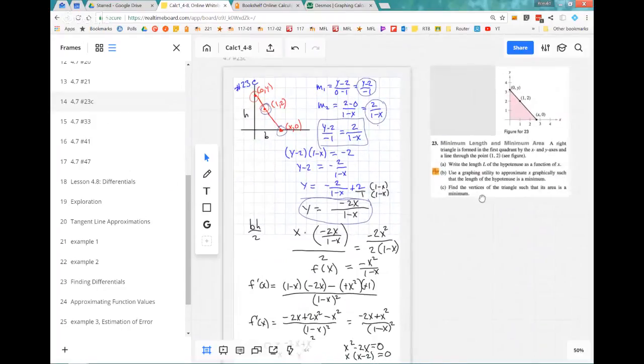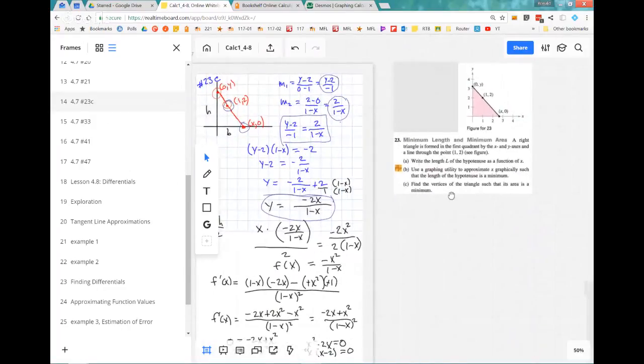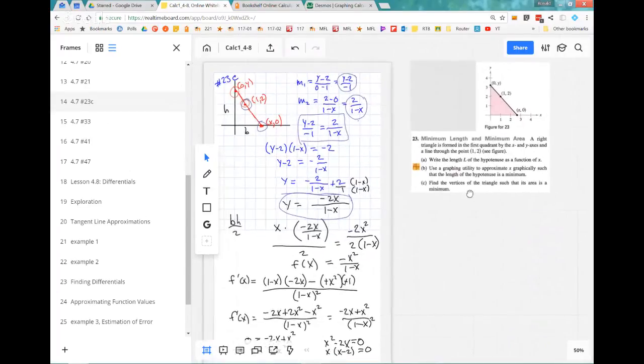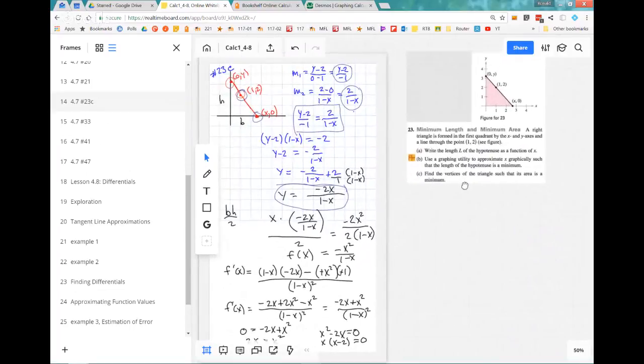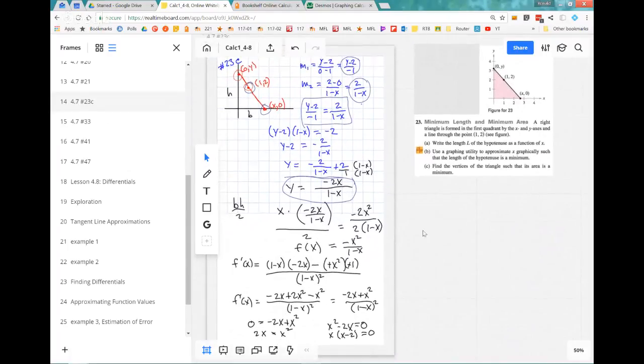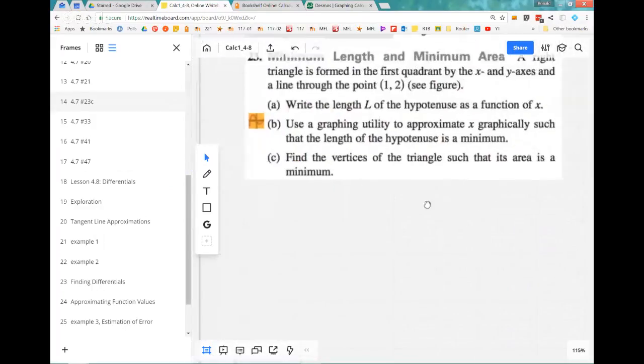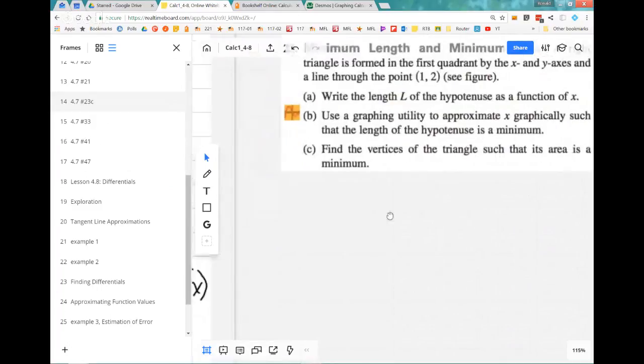let me think here. Anyway, I did that, and then I jumped right to part C. Okay, and C says, find what x and y are so that this thing has the smallest possible area. That's this part on the bottom here.